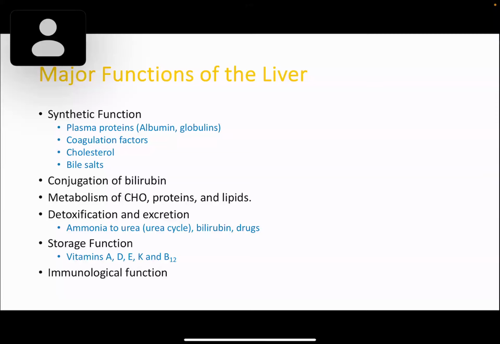Also, the liver plays an important role in immunity, especially by production of immunoglobulins and by containing macrophages in the form of Kupffer cells. Okay, next slide.